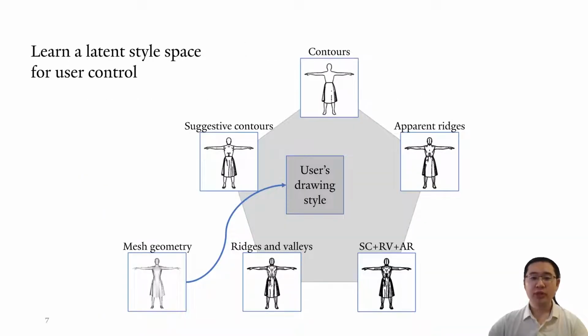Technically, we'll formulate this problem as learning a style space for user control. Here, we show a style space expanded by commonly used NPR output, including contours, suggestive contours, ridges and valleys, and apparent ridges. Given a user's drawing and its corresponding geometry, we want to learn a latent style descriptor so the user's drawing style can be transferred to other frames.